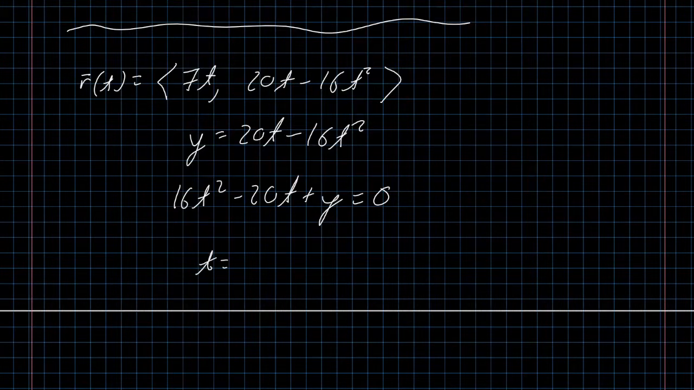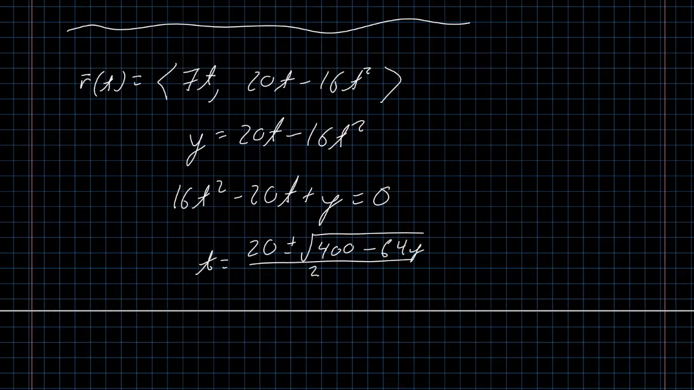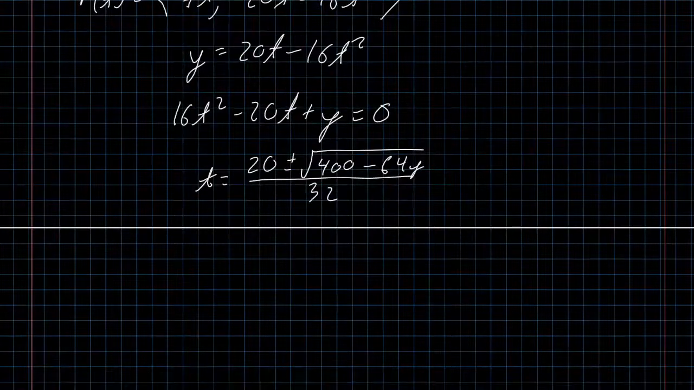T itself is the negative of b, which is 20 in this case, plus or minus the square root of b, which is 20 squared. Negative 20 squared is 400, minus 4 times a, which is 16. 4 times 16 is 64, times y, all over 2 times a. 2 times 16 is 32. All right, so we have 20 over 32. Those are both divisible by 4, so that will reduce to 5/8. And then we have some fractions here.